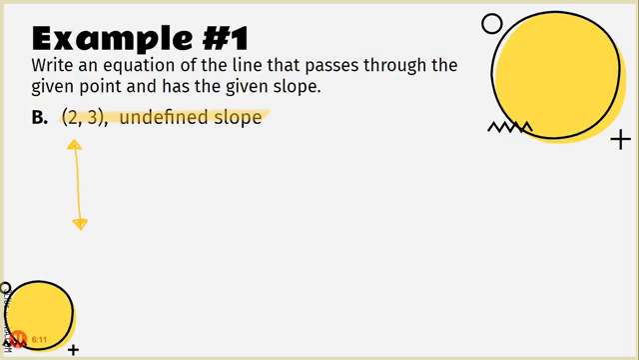This means they cannot be written in slope-intercept form, so it is not y equals, it is going to be x equals. So when you have a vertical line, it is always x equals the x value of your ordered pair. Well, the x value of our ordered pair is 2, so my equation would be x equals 2.